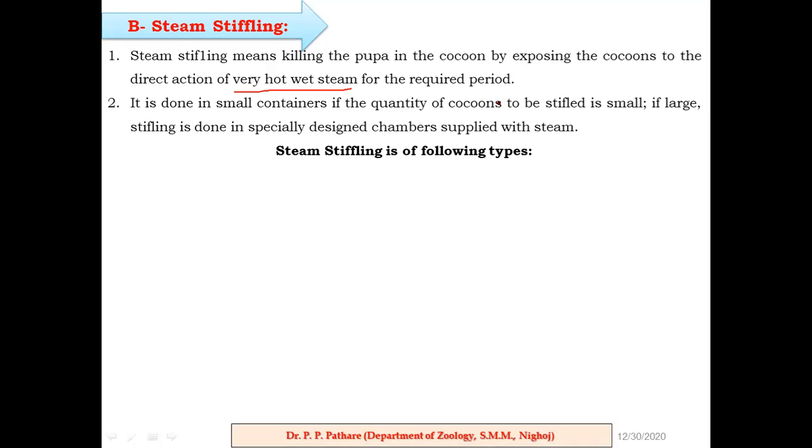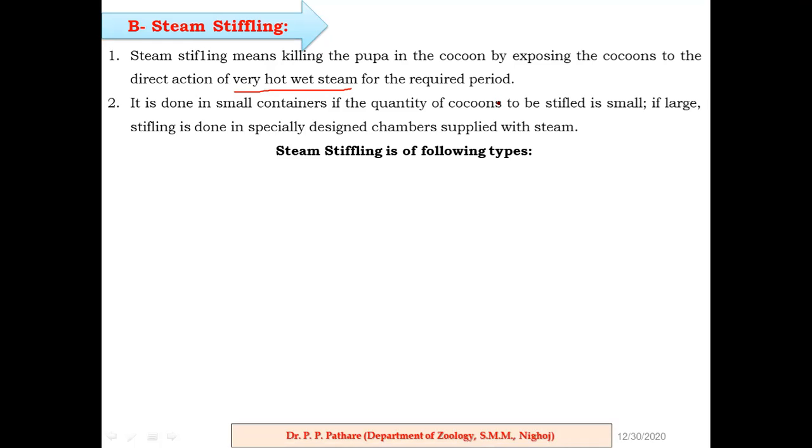It is performed in a small container, and if you want to stifle or dry your cocoon in small quantity, you can use steam stifling. If you have harvested a large amount of cocoon, you need a specially designed chamber for steam stifling.